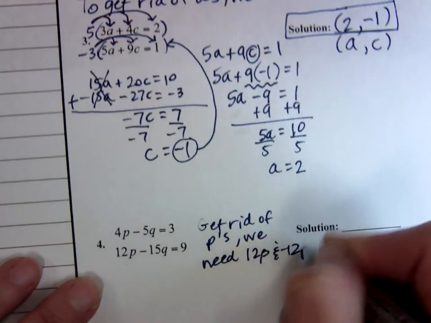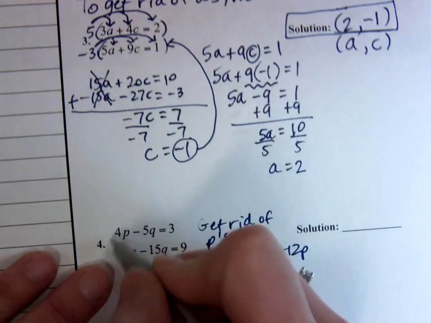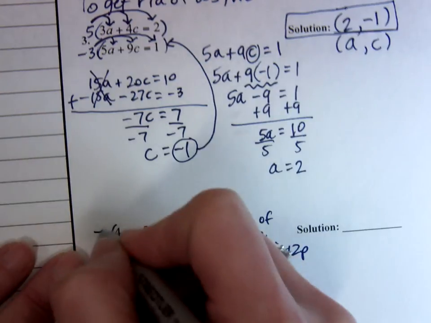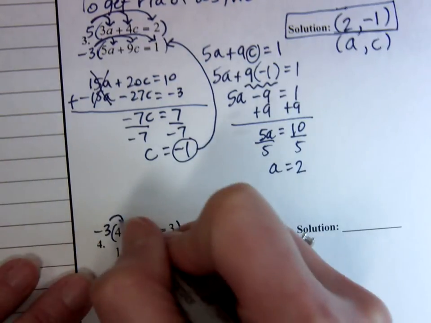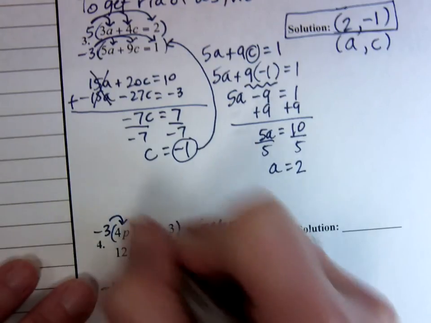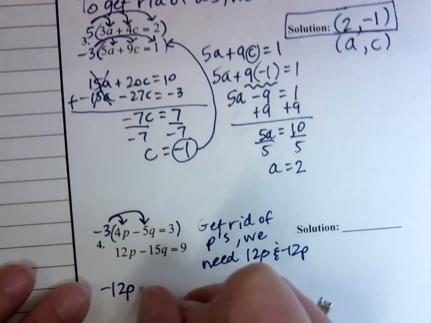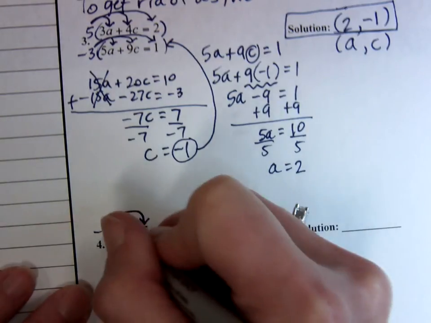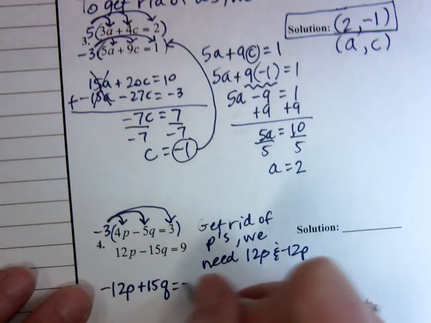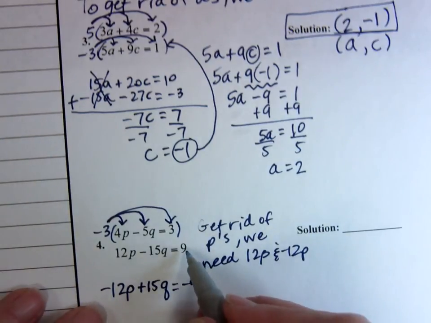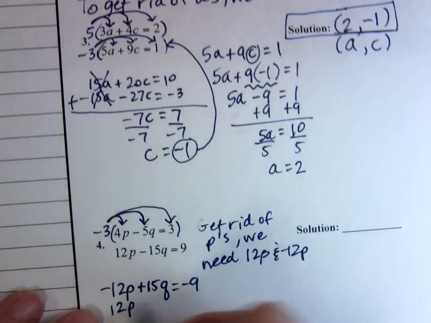Well, we've already got the positive 12p, so what does that mean we need to multiply the top equation by? A negative 3, that's right. So then we're going to distribute. Negative 3 times 4p is negative 12p. Negative 3 times negative 5q is positive 15q. And negative 3 times 3 is negative 9. Did we do anything to that bottom equation? No, and we don't need to, so we're just going to rewrite that one.